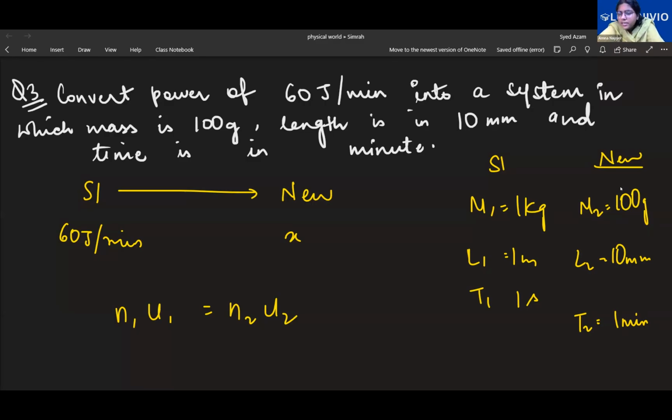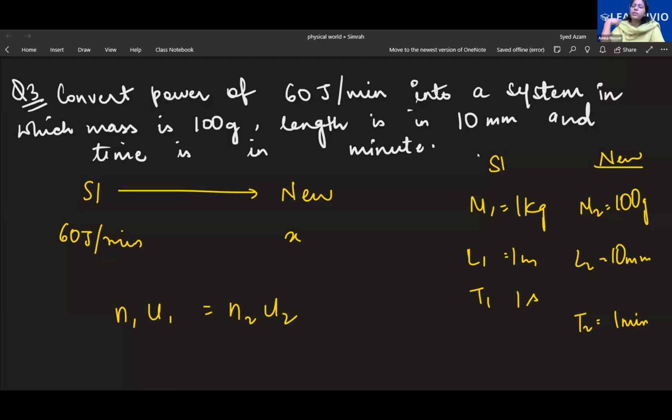If it didn't give us this system, it would have simply asked us to convert the power of 60 joules per minute into CGS. Then we would have simply used 1 gram, 1 centimeter, 1 second. This we already know. SI is given because this is in SI.